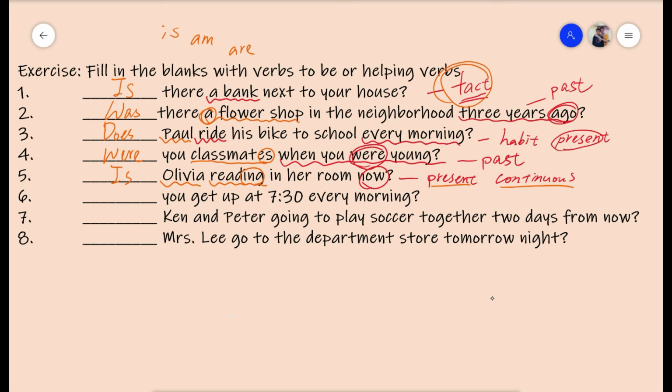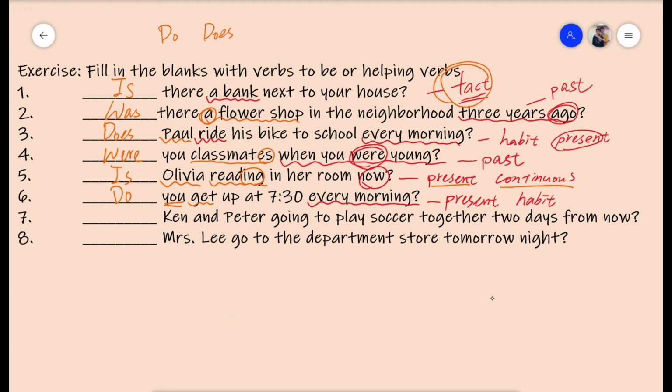Alright. Number 6, again, the time marker, every morning. When you see every morning, you know this is present simple tense, talking about a person's habit, okay? Something that a person does every morning. Now look for the verb. The verb is right here, get up, okay? We have to use a helping verb. The helping verb for the present simple tense, there are 2, do or does. Which one do we use here? The person is you, so of course we have to use do. Do you get up at 7:30 every morning?